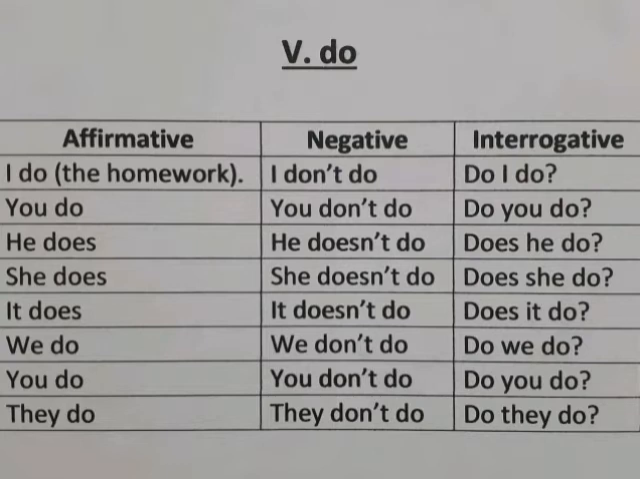Negative. I don't do. You don't do. He doesn't do. She doesn't do. It doesn't do. We don't do. You don't do. They don't do. Interrogative. Do I do? Do you do? Does he do? Does she do? Does it do? Do we do? Do you do? Do they do?